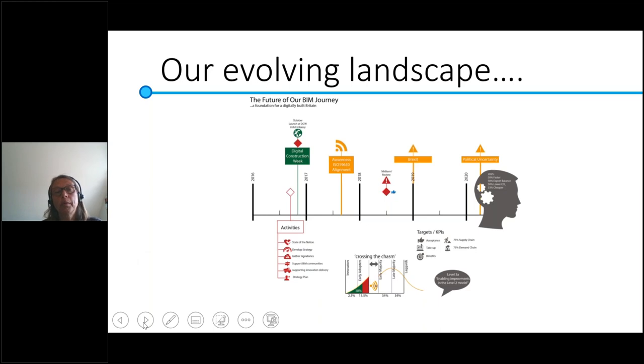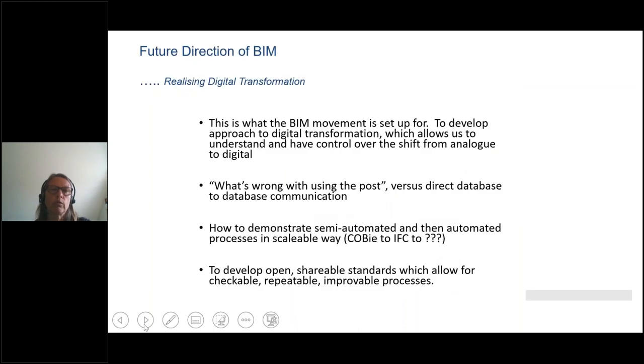Some of you will also remember this evolving landscape. I believe it was Neil Thompson who developed this. It's quite interesting to see that we had Brexit mapped, and political uncertainty around 2020, but hadn't quite anticipated COVID hitting and making such a difference. What we were really trying to push at the time is that UK BIM was the here and now, helping us to realise digital transformation.